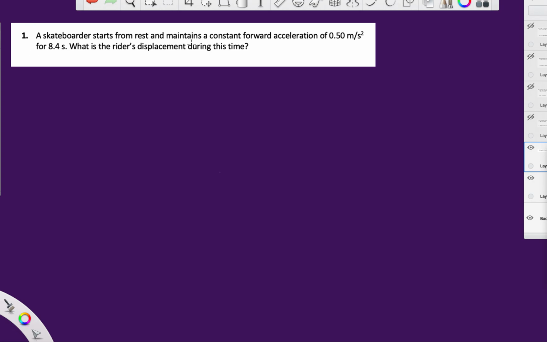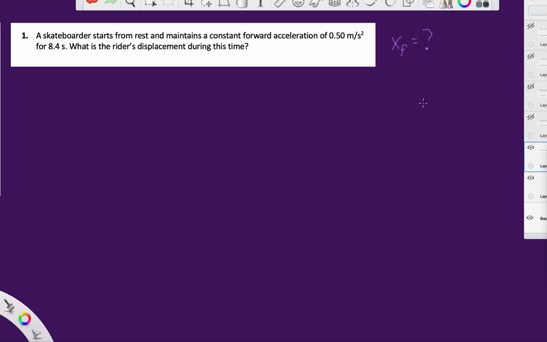A skateboarder starts from rest and maintains a constant forward acceleration of 0.50 meters a second squared for 8.4 seconds. What is the rider's displacement during this time? So what are we looking for? Well, we're looking for final displacement, so x final. That's what we don't know. We're going to try and find out, right?